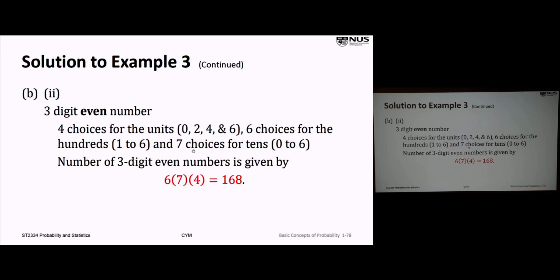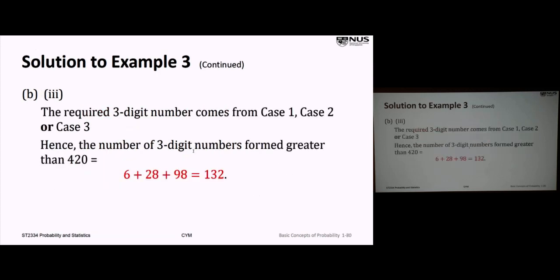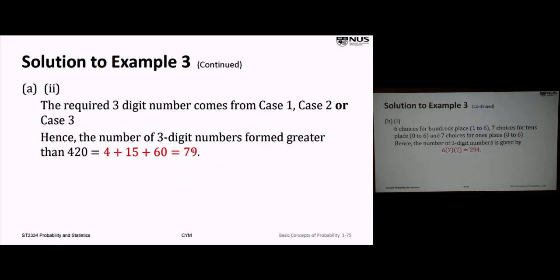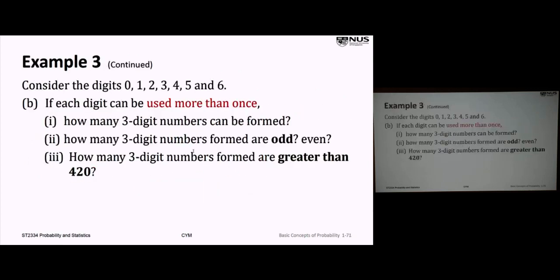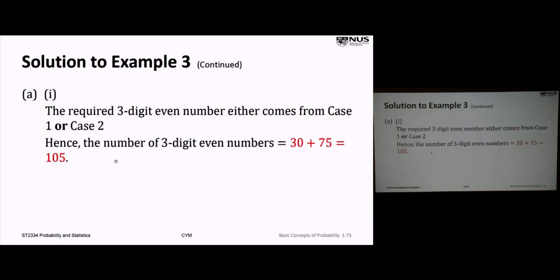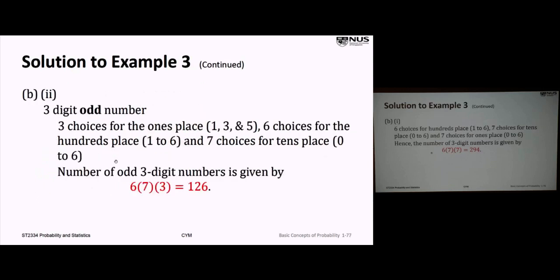Okay. Very good. So now part 3. So I'll spare you. I won't spare you. I will go through part 3. Oh, sorry. So this is very similar to A part 2, except you have the case of replacement, no replacement. It says how many 3-digit numbers formed are greater than 420. So again, this is going to use the addition and the multiplication principle.